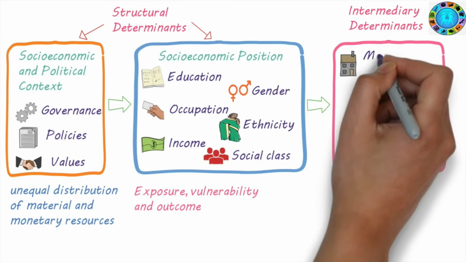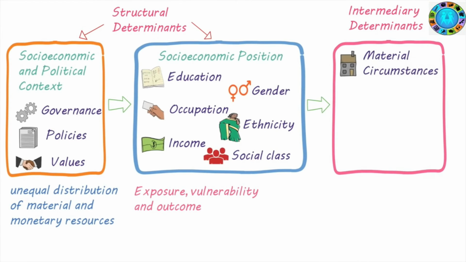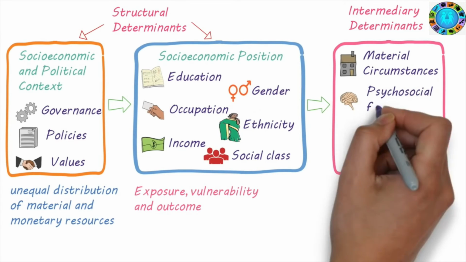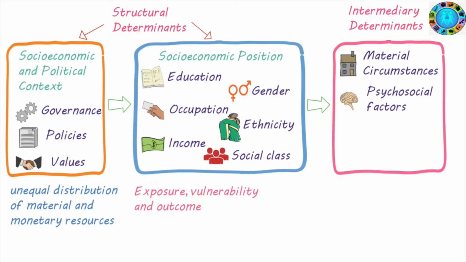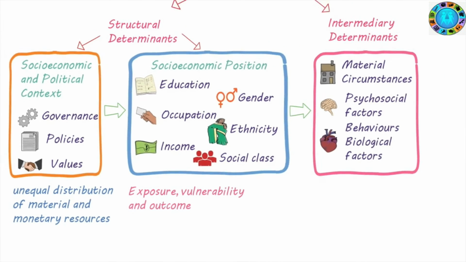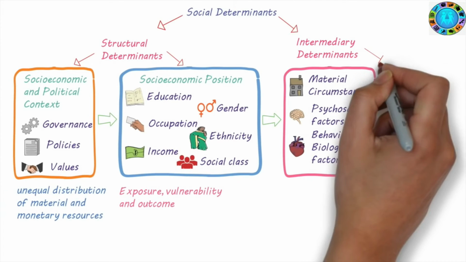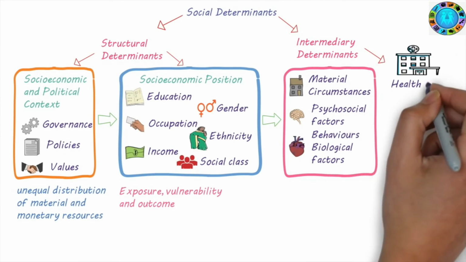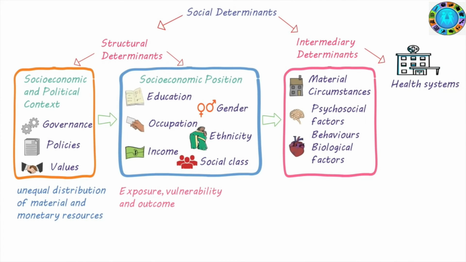These include material circumstances, like the quality of housing, the financial means to buy healthy food, clothing, or other requirements for healthy living, and also the work environment. Psychosocial circumstances, like stressful living circumstances, relationships, and social support. Behavioral and biological circumstances. In addition to these, health systems have an impact on the type and quality of healthcare available to people. It also determines how easy it is for people to access health services and receive the healthcare they need.